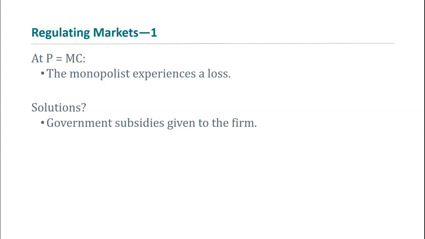We'll just give you the money that you've lost. Another option is, rather than saying you have to set your price equal to marginal cost, we'll say you have to set your price equal to your average total cost. What does that do to profit? It brings it to zero, right?